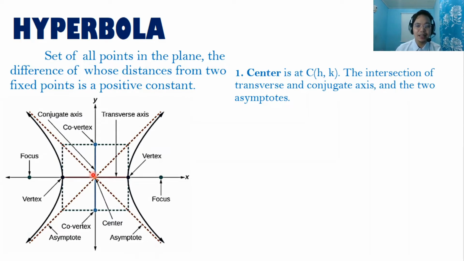So nasaan naman ang ating conjugate axis? The conjugate axis is perpendicular to our transverse axis and whose endpoints are the covertices. Okay? Also, the center is the intersection of the two asymptotes. So ito yung mga asymptotes natin. This one and this one.